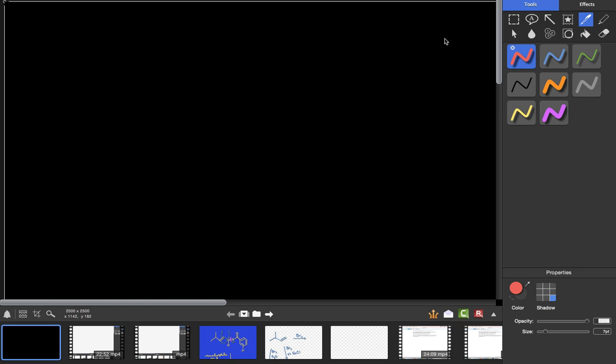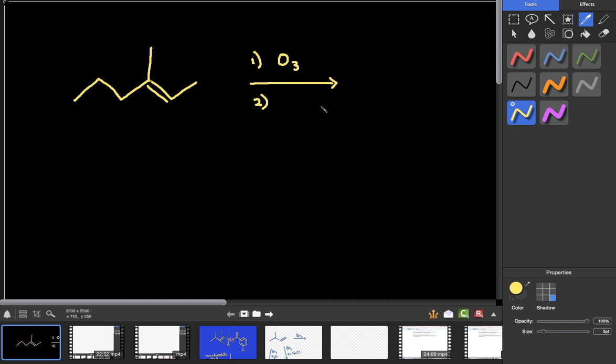All right, so let's imagine that we have the following alkene. And we're going to subject this alkene to ozonolysis. So the reagent in the first part of the reaction is simply ozone. The second part will have a reducing agent like dimethyl sulfide.